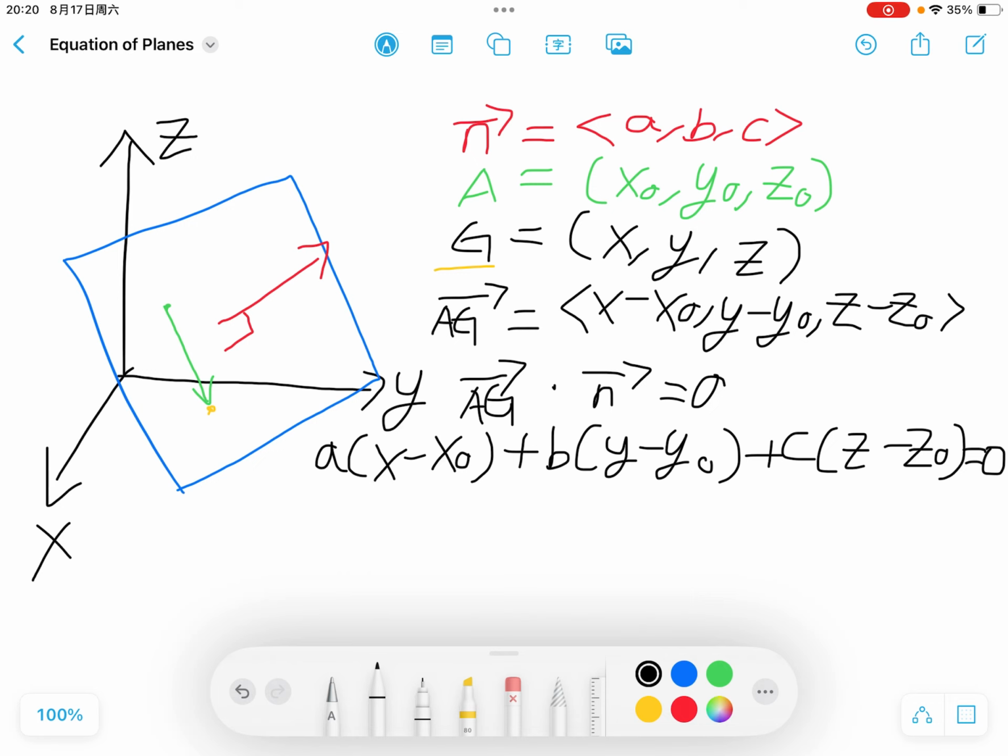Okay, so we already have our equation because a, b, and c, x sub 0, y sub 0, and z sub 0 are specific values that will be given or will be calculated by you. If you plug those in, you get the equation with x, y, z being the only variables.